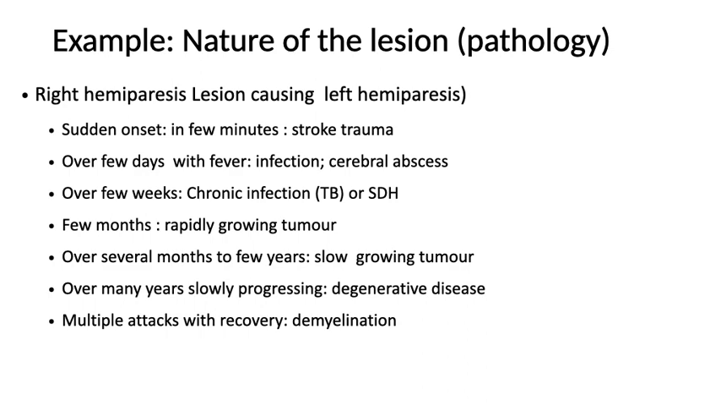If it is occurring over a few months, it can be a rapidly growing tumor. Over several months or a few years, a slow growing tumor may cause symptoms. But if the disability is slowly progressing over many years, it is very likely to be an adult neurodegenerative disorder.